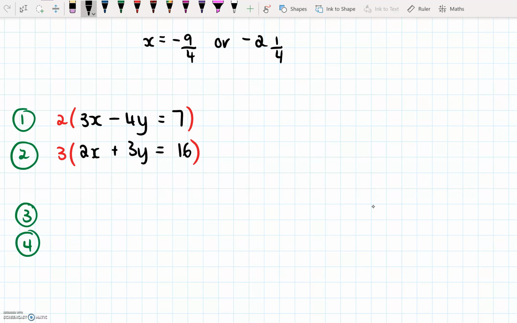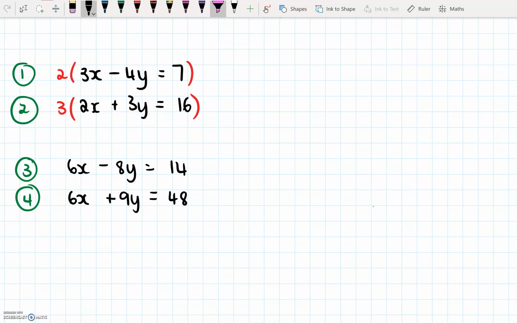So 2 times 3x gives us 6x minus 2 times 4 is 8y equals 14. And then 3 times 2 is 6x plus 3 times 3, 9y equals 16 times 3 is 48. Now we have the same coefficient of x here, 6 and 6. So if we subtract these, 6x minus 6x is gone. Minus 8y minus 9y gives us minus 17y is equal to 14 minus 48, which is minus 34.